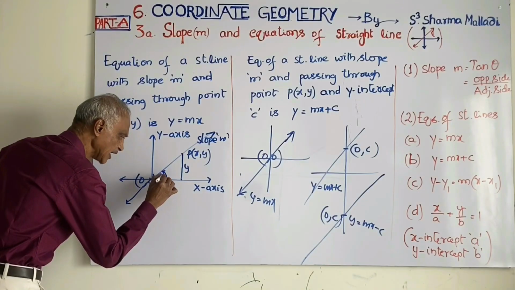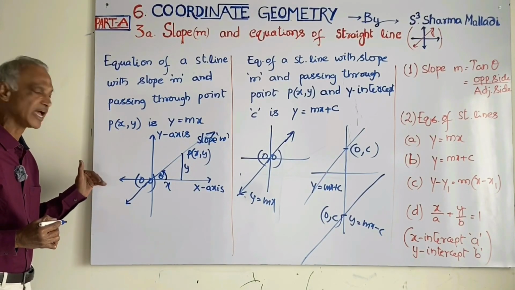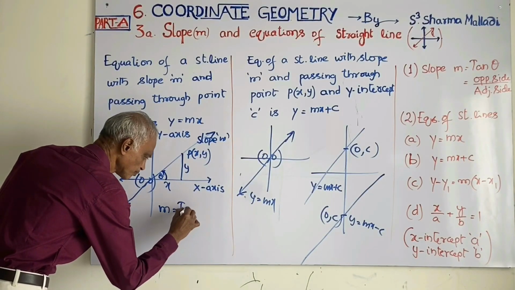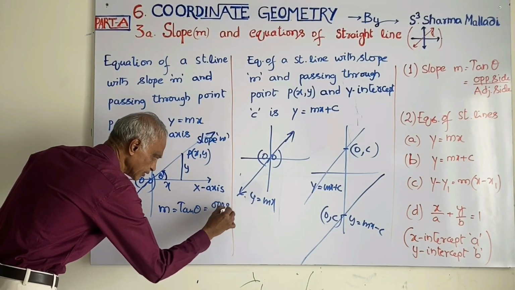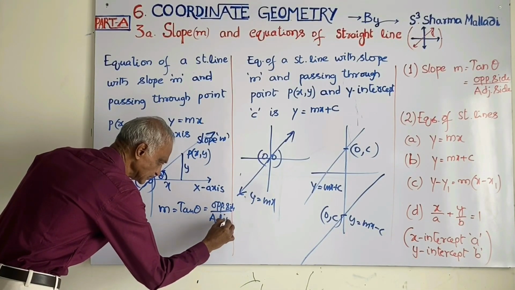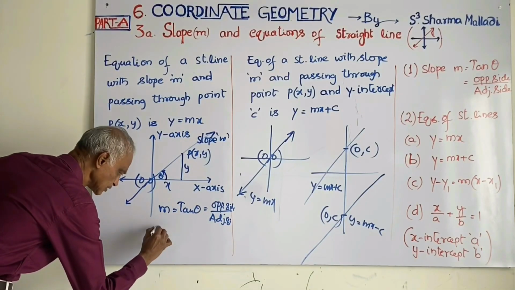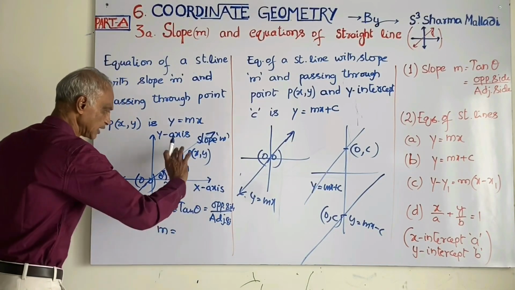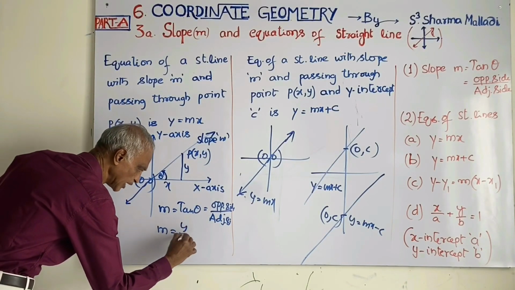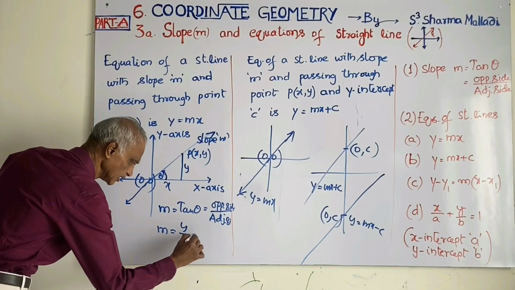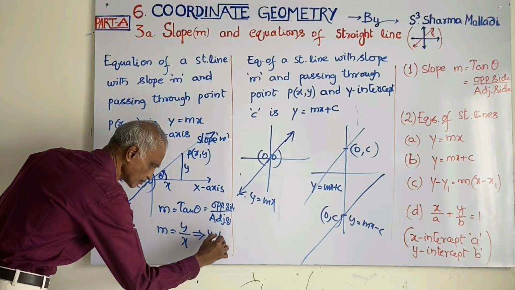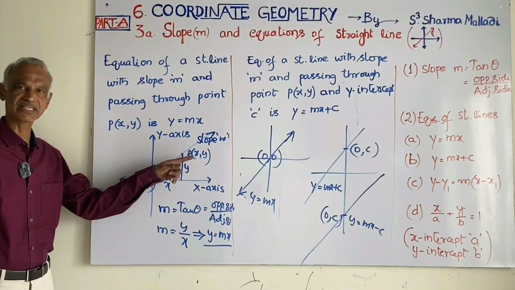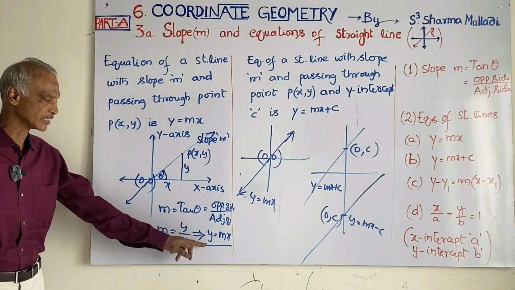Now the line is making an angle theta with positive direction of x-axis in anti-clockwise direction. You know what is tan theta, what is slope? m is equal to tan theta is equal to opposite side by adjacent side. We have to find the equation of a straight line which is in the form of y is equal to mx. What is opposite side here? Opposite to theta is opposite side, that is y. What is adjacent side? That is x. It can be written as y is equal to mx. Yes, we got a straight line which is passing through origin and passing through the point x y which is having slope m, that is y is equal to mx.